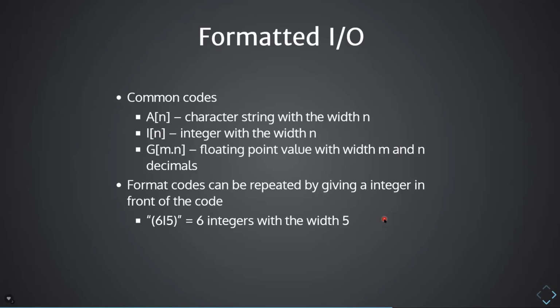You can also repeat format codes by specifying a number as a prefix to the code, which says to the compiler, here I will output 6 integers with a width of 5. And all the format codes need to have a parenthesis around them in the string. It's a bit strange syntax, but that's the way it is with Fortran sometimes. So you give a string with parentheses, 6I5. That is the format code.